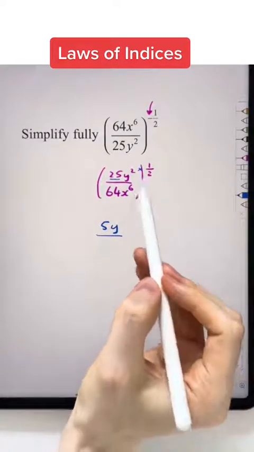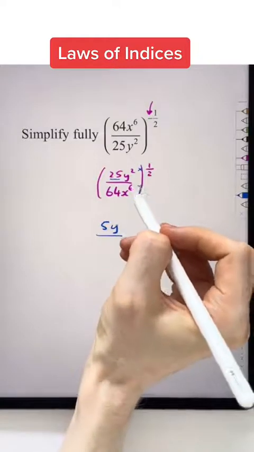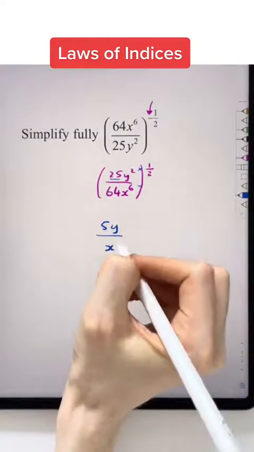On the bottom, again, a power raised to power, I multiply. So 6 times a half will give us 3. So I've got x cubed.